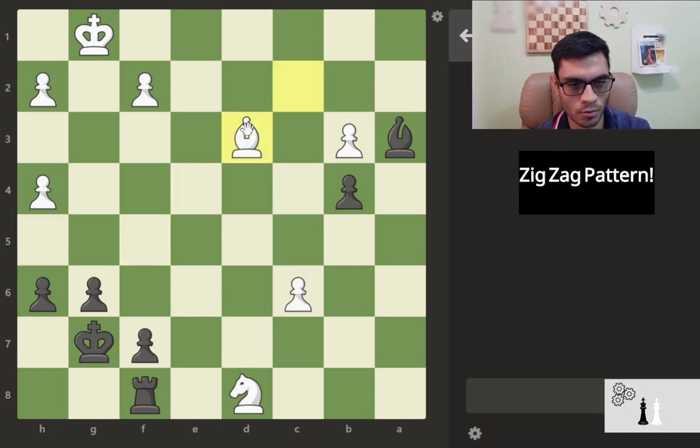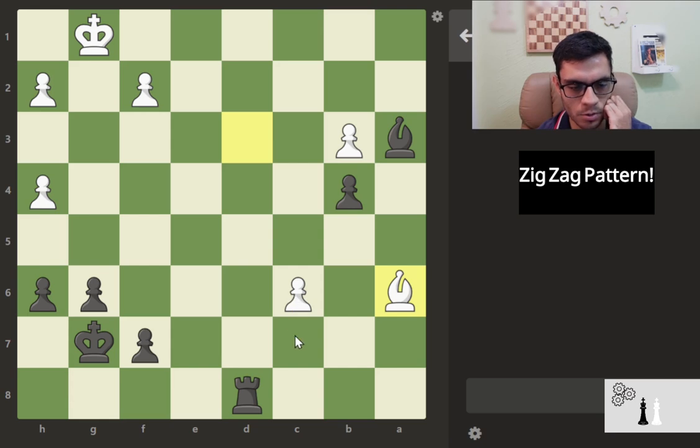Okay, I hope you saw the continuation. First you take the rook. He took, the bishop takes back. Now you take this knight. And now white wants to promote. So what do you do? Here I want you to spot this pattern.